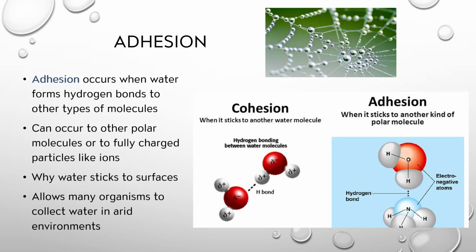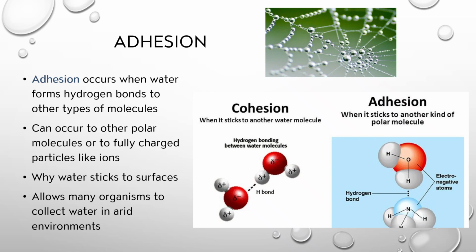Adhesion is a similar concept, but it's when water forms hydrogen bonds to other types of polar or charged molecules, not to water. So cohesion was water to water. Adhesion is when water bonds to something else, like in this case, ammonia. The nitrogen is kind of similar to the oxygen in water where it wants to hog all the electrons. So the hydrogens become partially positive and the nitrogen becomes partially negative, and we can then form a hydrogen bond between water and the ammonia.